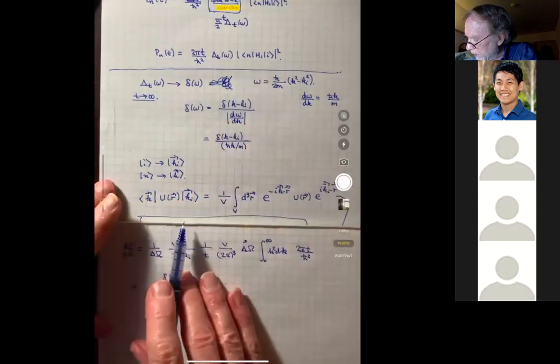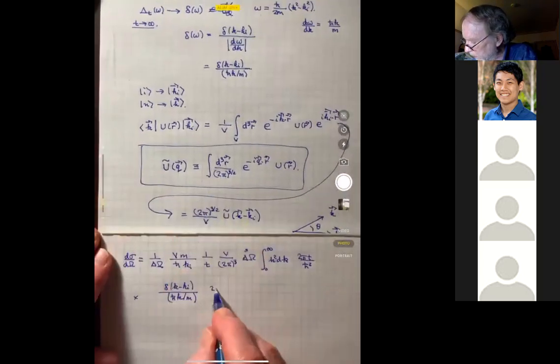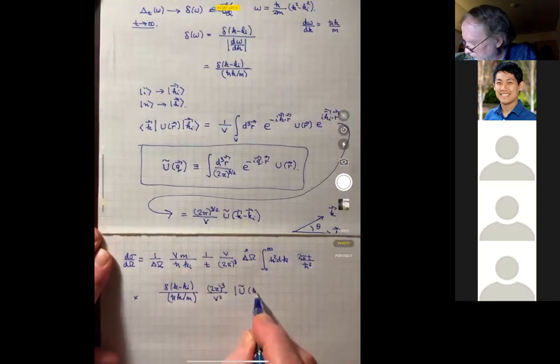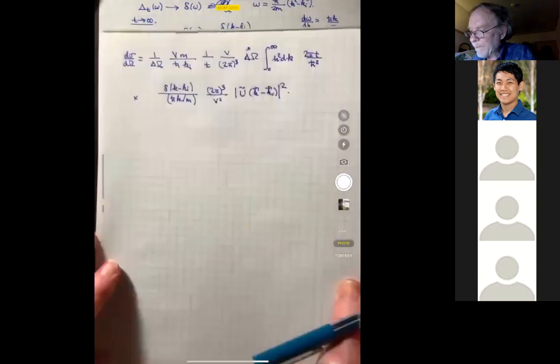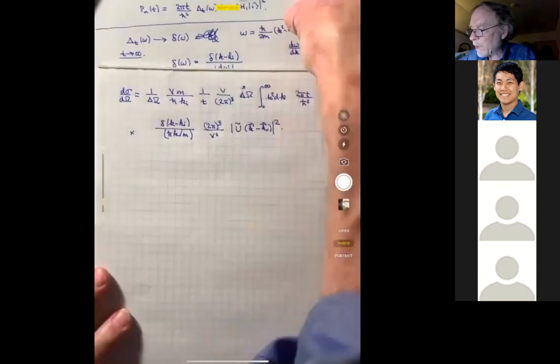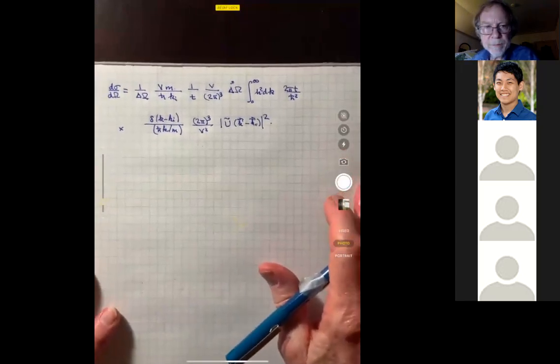We worked that out down here. Here's the matrix element not squared, so now I'll square that. We get 2 pi cubed divided by volume squared. We get the square of u tilde of the vector k minus the vector k initial, absolute value squared, like so. So putting all the pieces together, we get this rather long and complicated looking formula here.